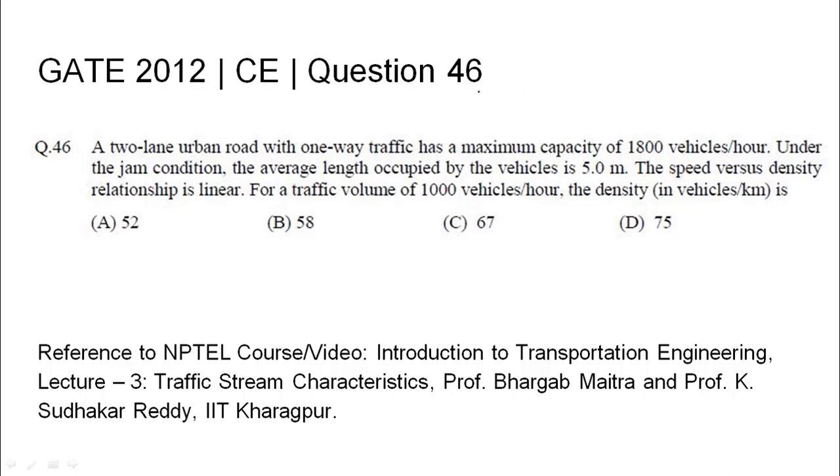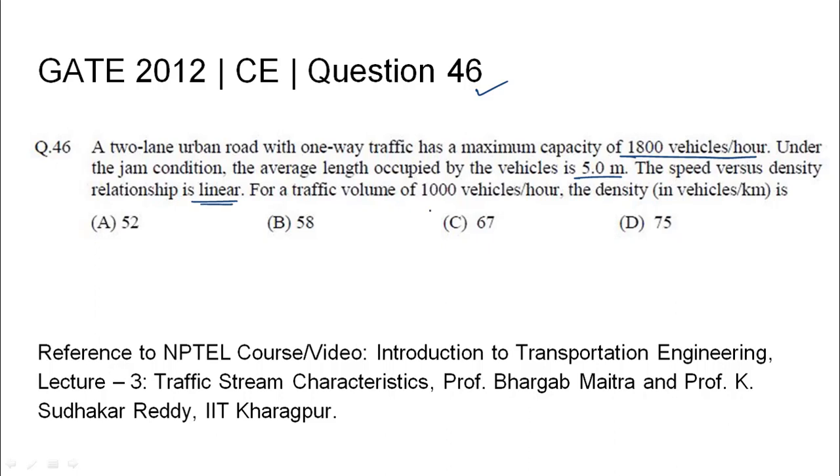2012 Civil Engineering, question 46. A two-lane urban road with one-way traffic has a maximum capacity of 1800 vehicles per hour. Under the jam condition, the average length occupied by the vehicles is 5 meters. The speed versus density relationship is linear.